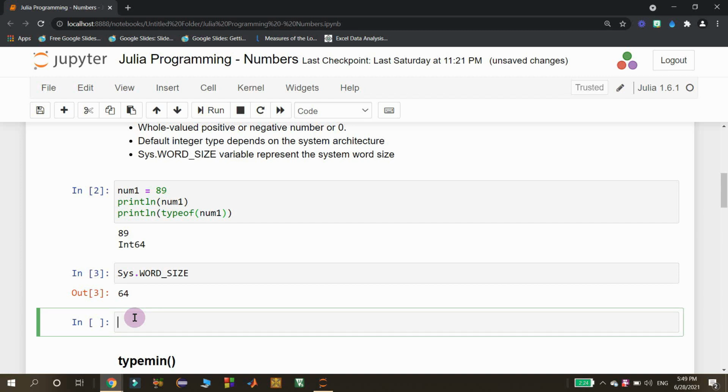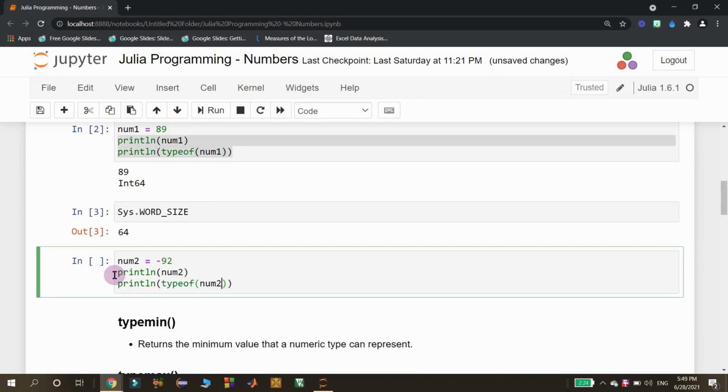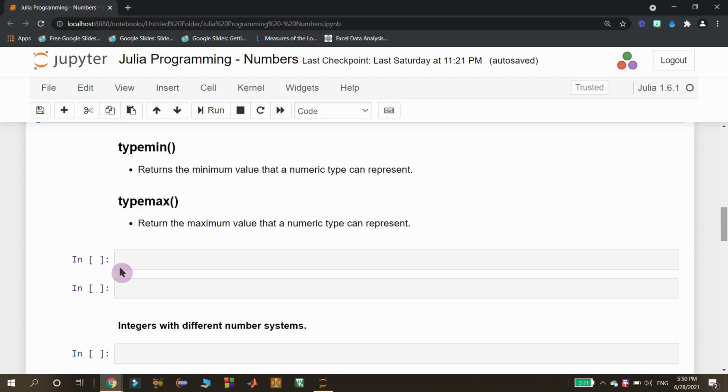Now I am taking num2 as variable, then I am going to assign a negative number, negative 92 into that. Then I am displaying the value present in that num2 variable and also the type of that num2 variable. If I run this cell, then I got the value present in that num2 variable as negative 92 and which is of int64 type.